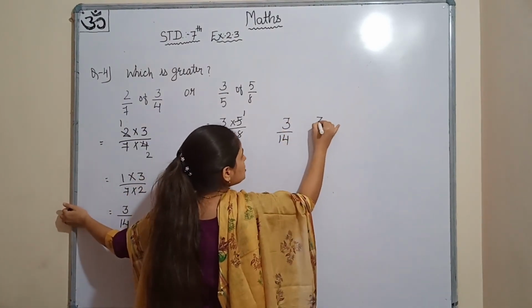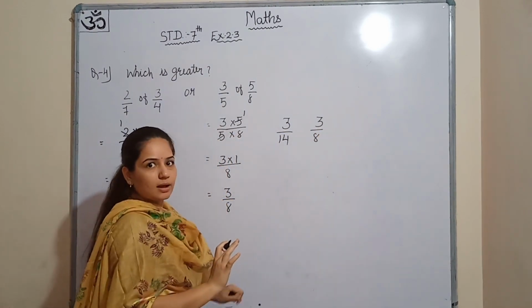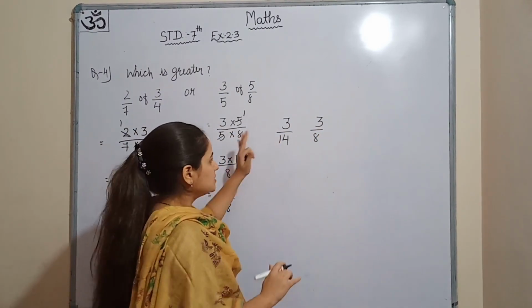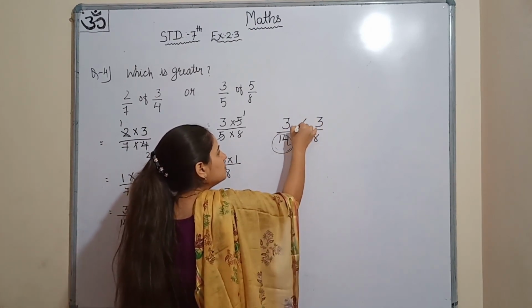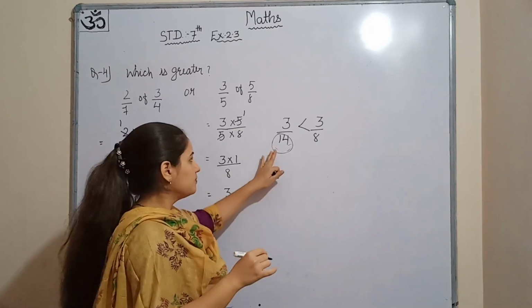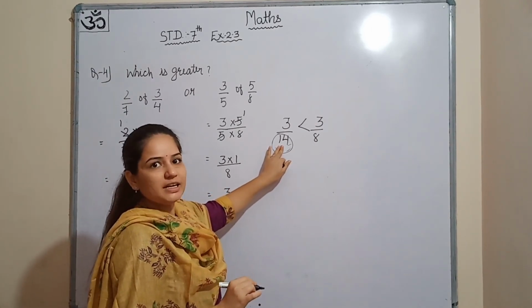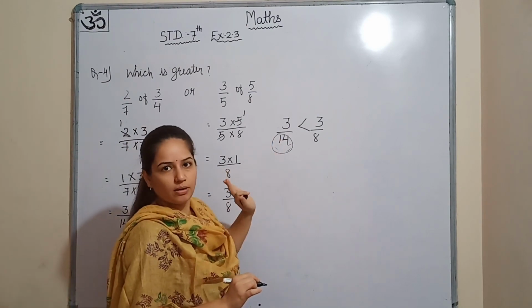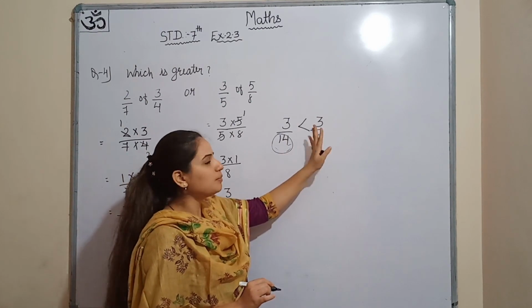See, here both the fractions have the same numerator, a common number as a numerator. So where the denominator is greater, the fraction will be smaller. Here 14 is the greater denominator, so it will be the smaller fraction. 3 upon 14 will be the smaller fraction, and 3 upon 8.